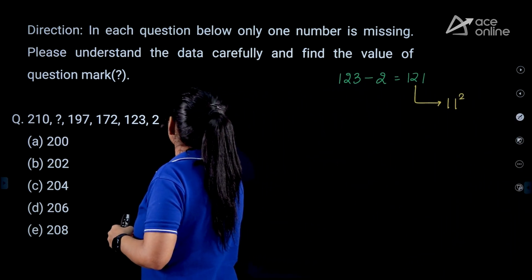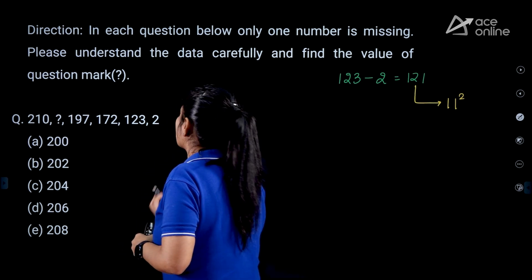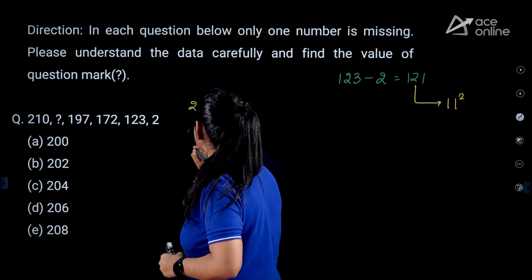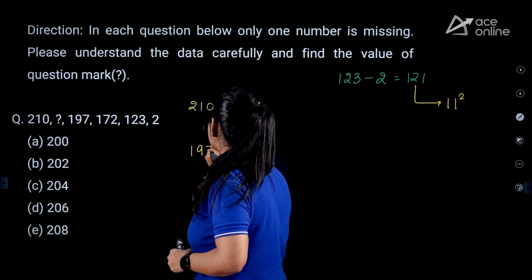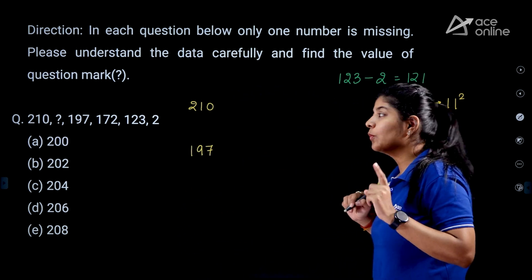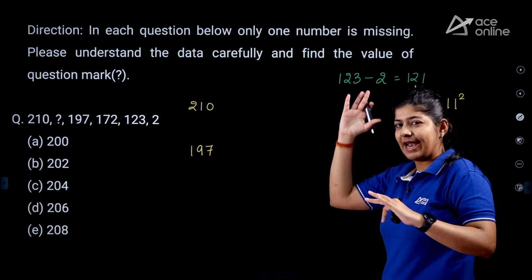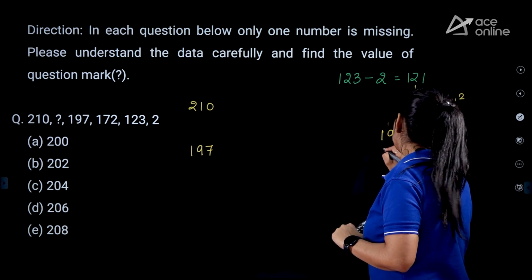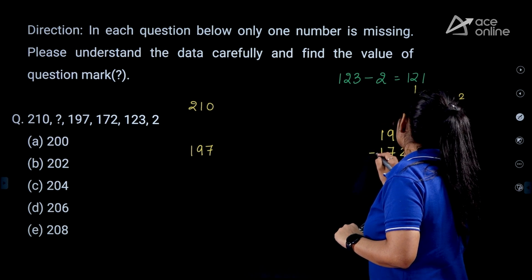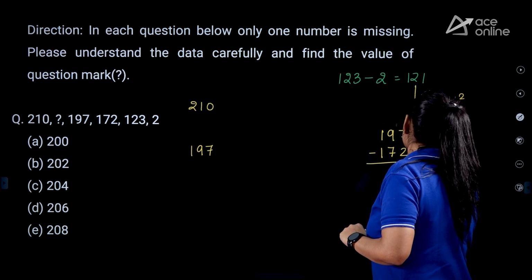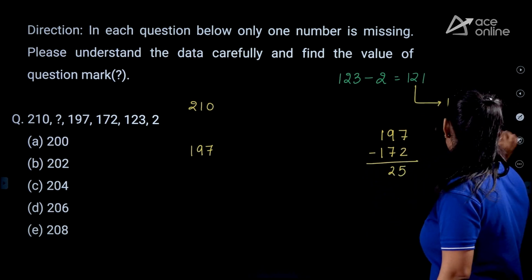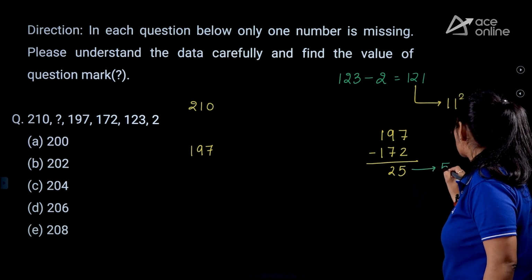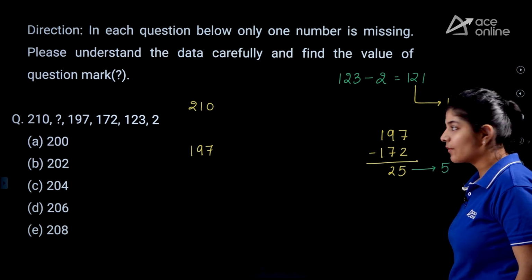Okay. So here we are having 210. Apart from that, here we have the missing term. After that, we have 197. Now, this 197 is converted into 172, but the difference is not that big. So when I subtract 172 from 197, what am I getting? I am getting 25. And as I see 25 over here, I know that this is a square of 5.